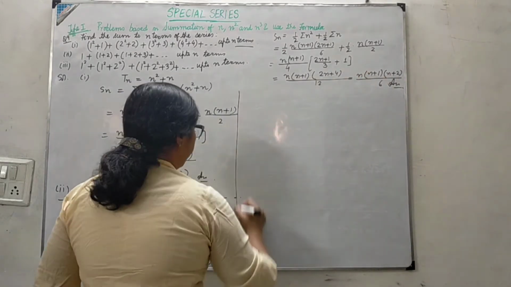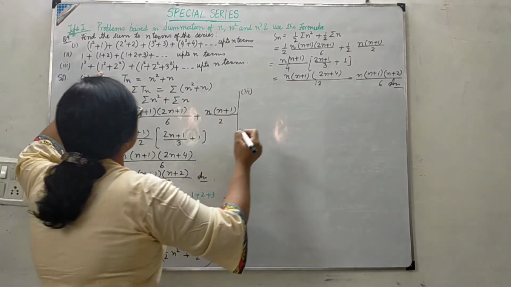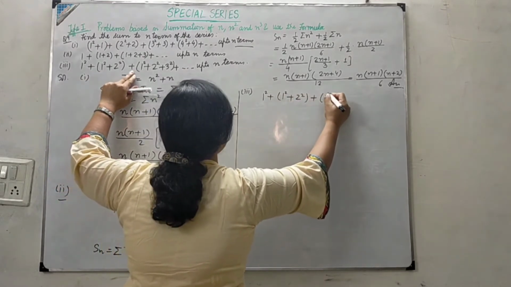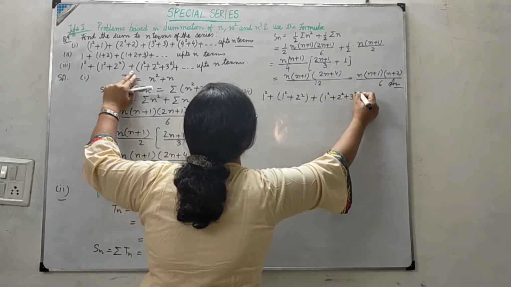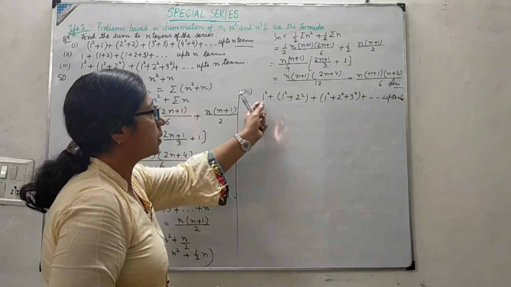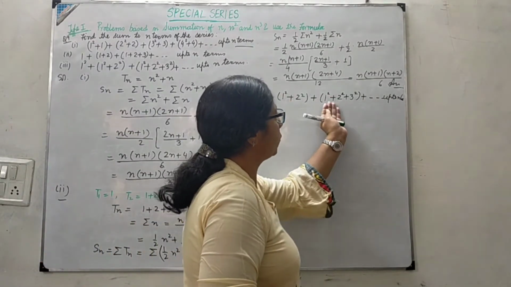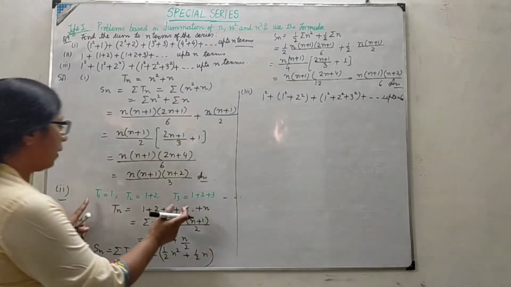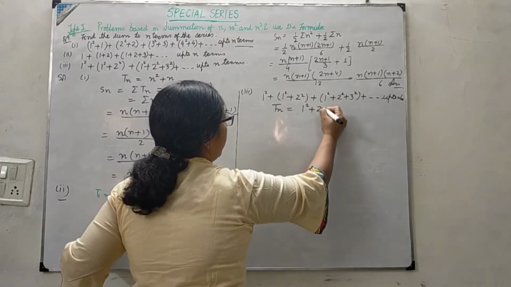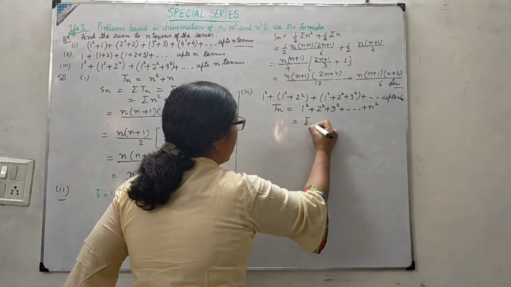Now let me take the third part. This is a very important NCERT question. This is your 1 square plus 1 square plus 2 square plus 1 square plus 2 square plus 3 square and so on. Now again you can see that the first term is 1 square and the second term is 1 square plus 2 square and the third is 1 square plus 2 square plus 3 square, as we have done in the previous question. Here also Tn will become 1 square plus 2 square plus 3 square up till n square. So this is now sigma n square.